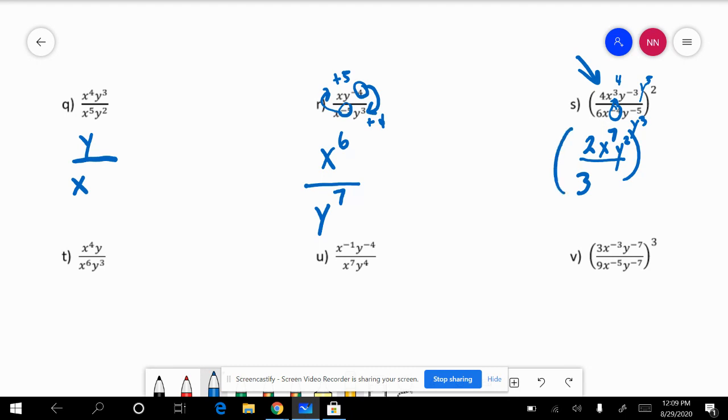Then I'm going to square it. When I square the 2, it becomes a 4. When I square the 3, it becomes a 9. When I square x to the 7th, it becomes x to the 14th. And then when I square the y to the 2nd, it becomes y to the 4th. And that right there is my answer.